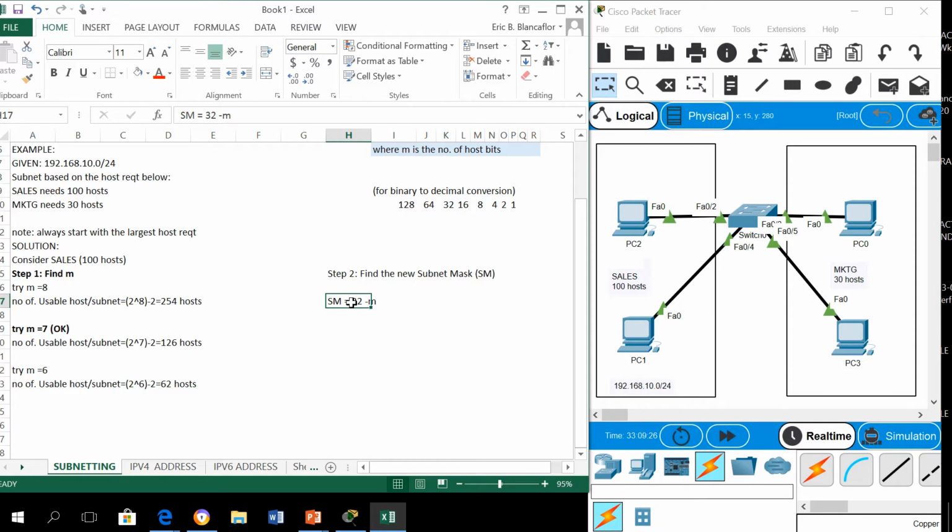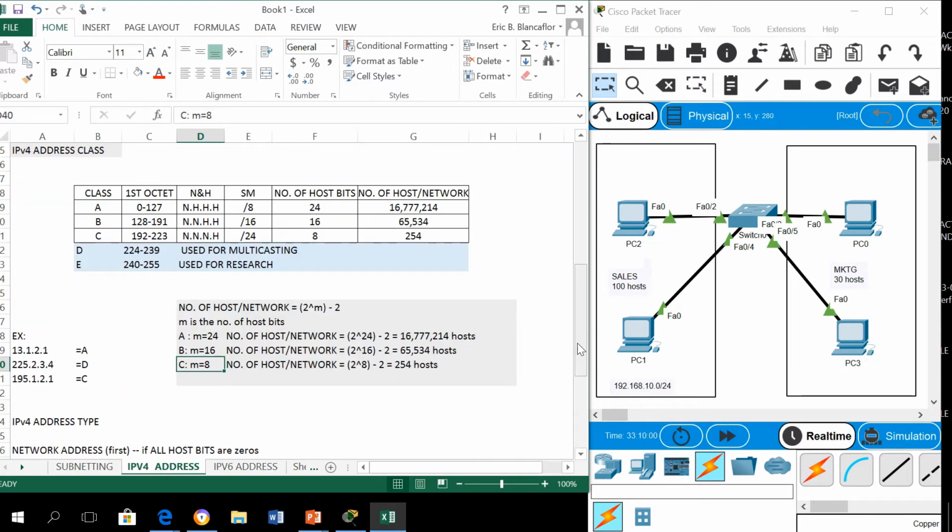If you find it confusing, just follow the procedure. Subnet mask is 32 minus M. 32 again is the total number of bits minus the number of zeros, and you will get the subnet mask. Our M is 7, what we have computed here. So, 32 minus 7 is 25. So, that's our subnet mask. So we have slash 25.